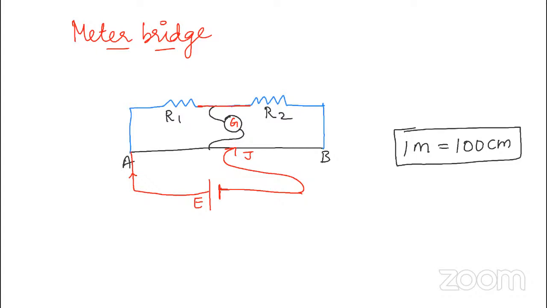So we have to move the jockey from the end A to B. As we move it, at a particular point the current value should be 0. We can note that the current value is 0 in the galvanometer. At that point, there will be no deflection in the galvanometer. Only at that particular point, when both are balanced, when the two resistances are balanced, the galvanometer reads 0.